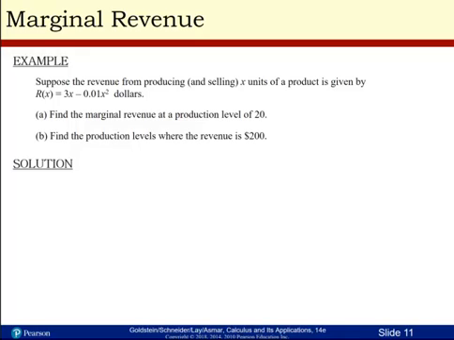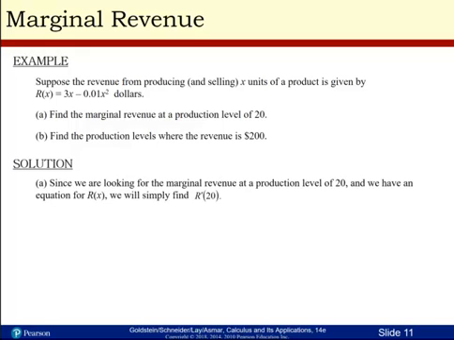Suppose the revenue from producing and selling x units of a product is given by R of x equals 3x minus 0.01x squared dollars. Find the marginal revenue at a production level of 20, and then we're going to find the production levels where the revenue was 200. Since we're looking for marginal revenue at a production level of 20, we have an equation for R of x. We just simply find R prime of 20. So we have to find R prime and then plug in a 20.